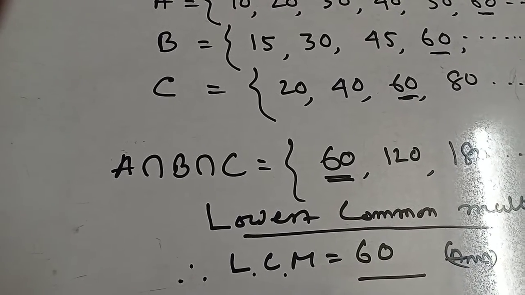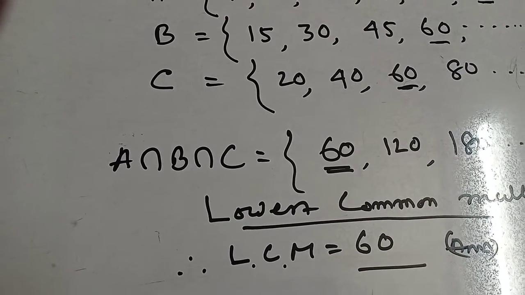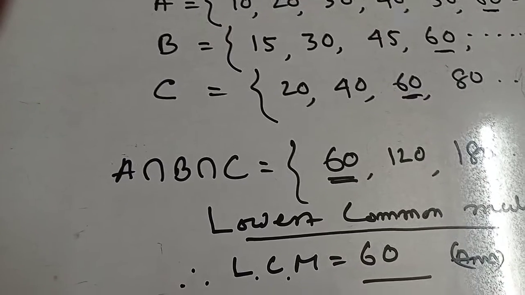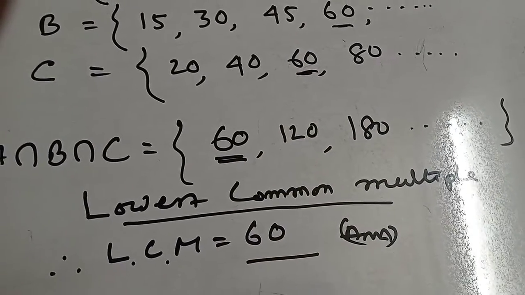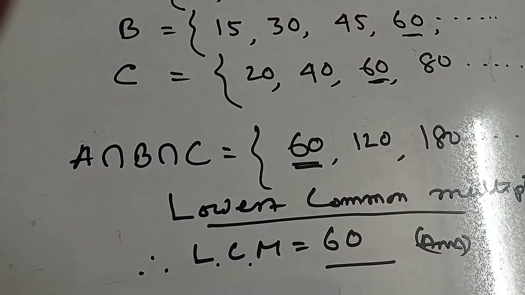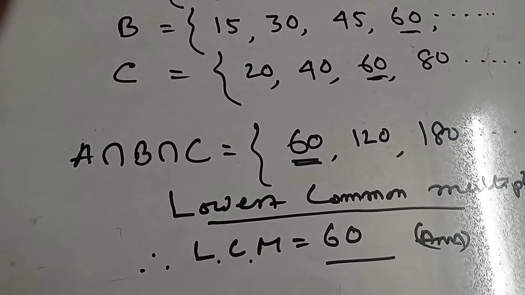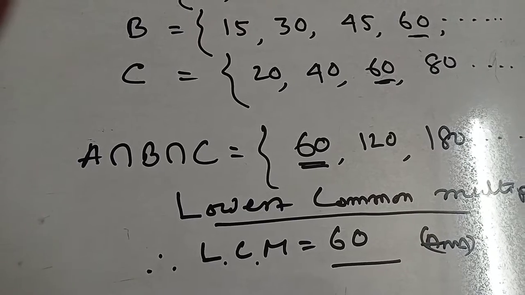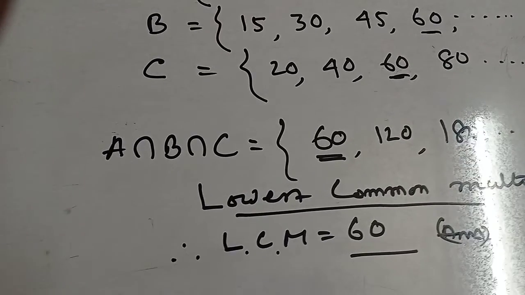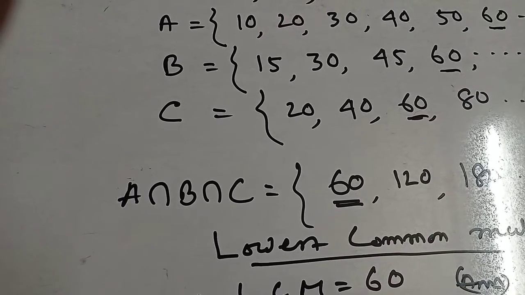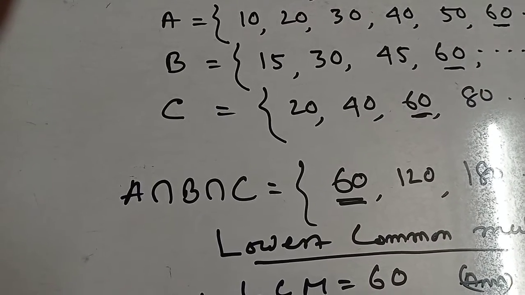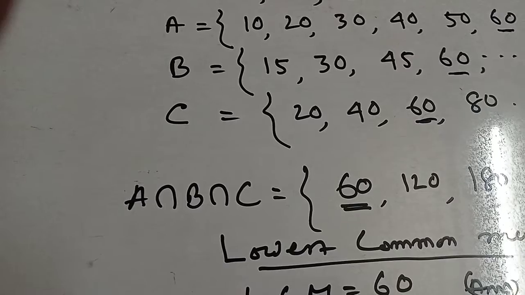Intersection means which are common. At first common is 60, then 120, 180. That means the lowest, least common multiple, that is LCM. Then here LCM is 60. This is the method of set theory to find the LCM.